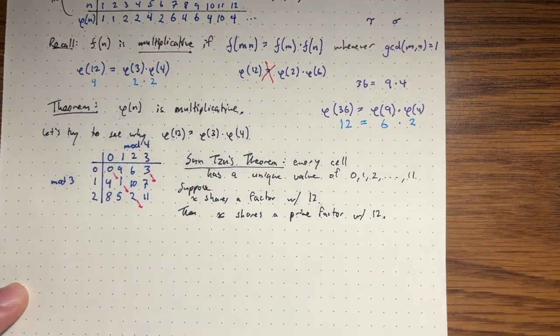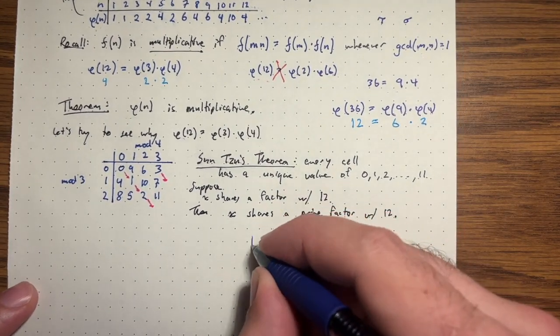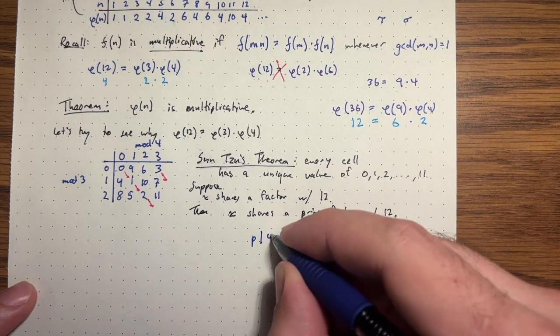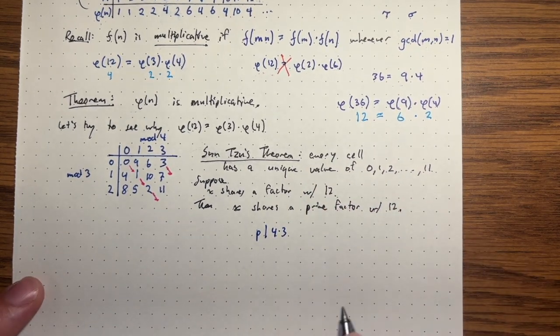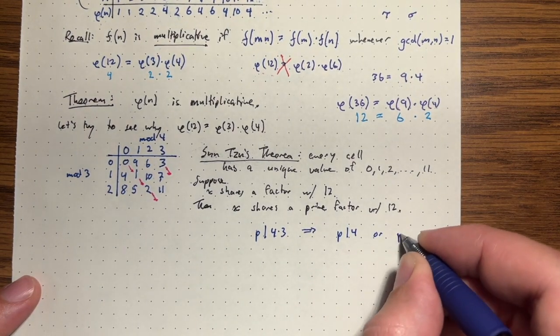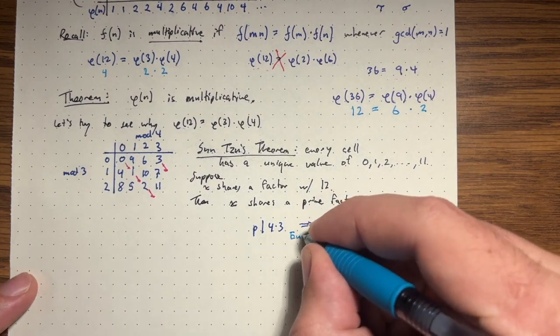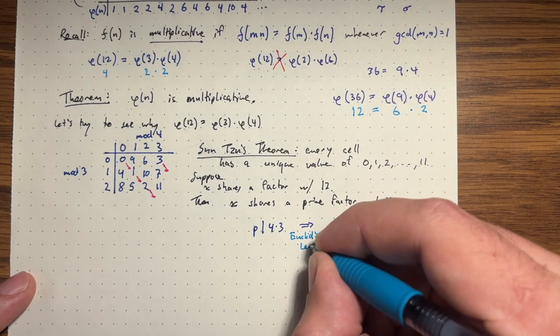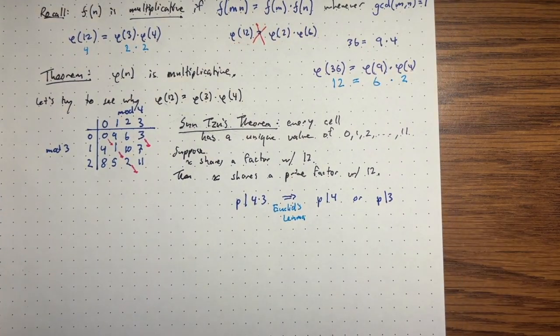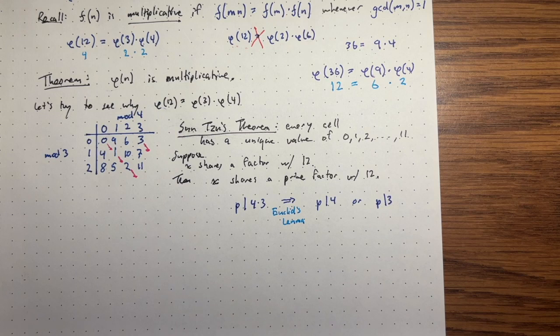But 12 is 4 times 3, right? And if I have a prime dividing 12, which is 4 times 3, then that prime either has to divide the 4 or the 3. That's Euclid's lemma. A prime dividing a product has to divide one part or the other. And what does that mean? It means that my number will actually share a factor with 4 or with 3.